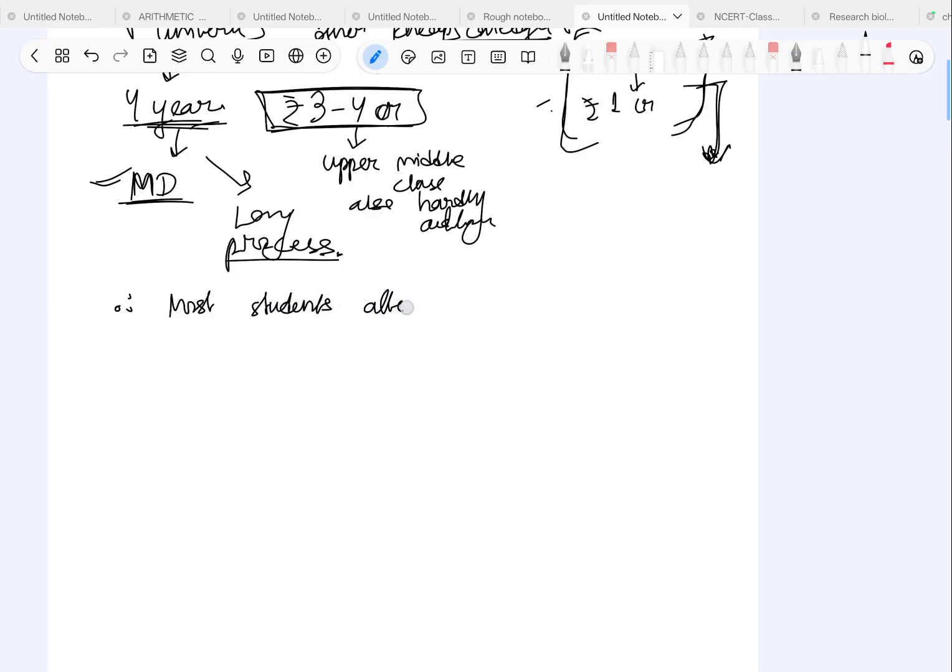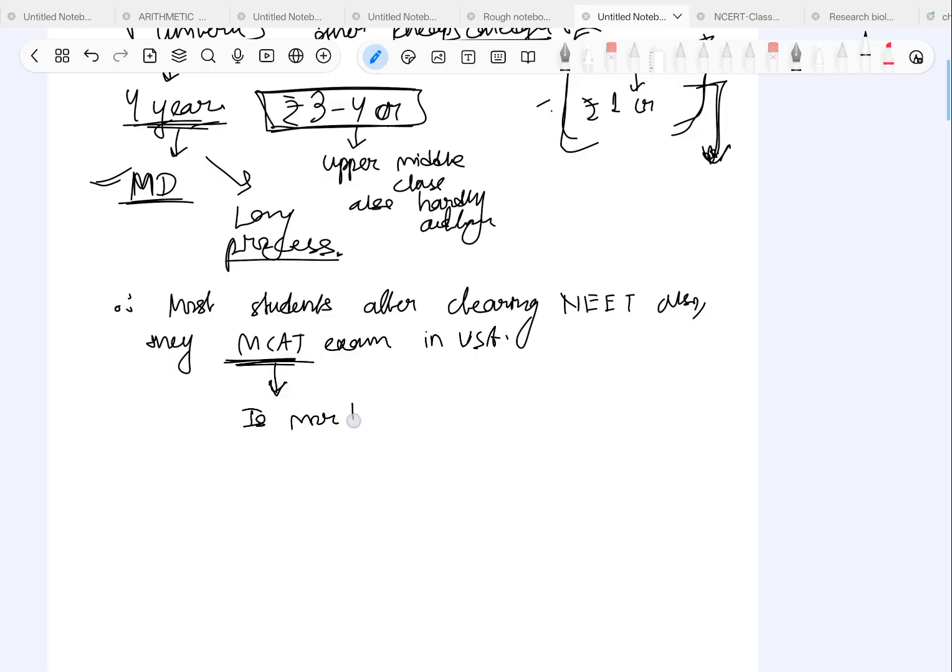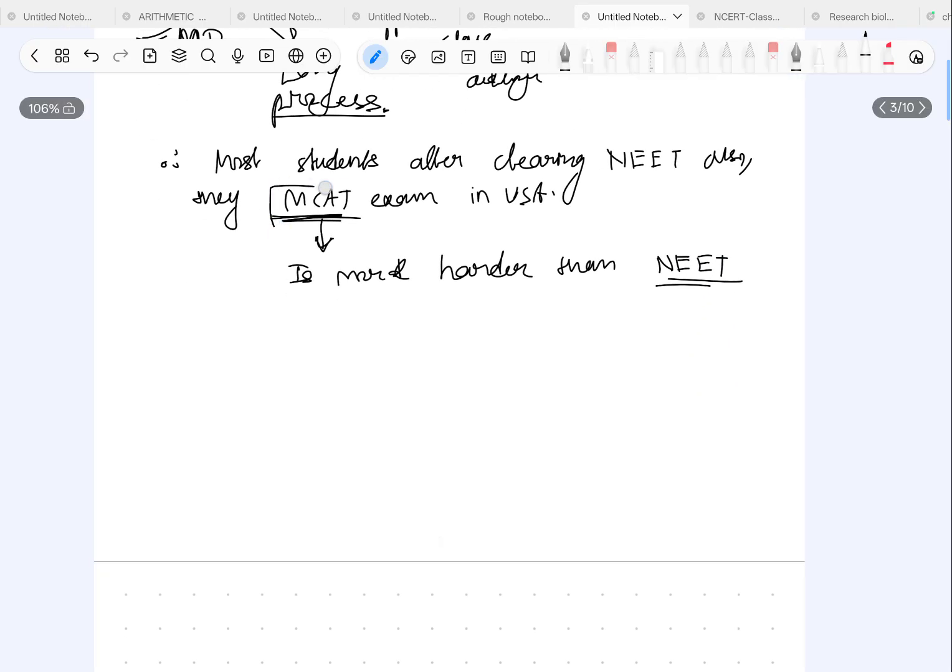Most students, after clearing NEET, give the MCAT exam in the USA, because the MCAT exam is harder than NEET, and it will give you more experience about the American system of medical science.